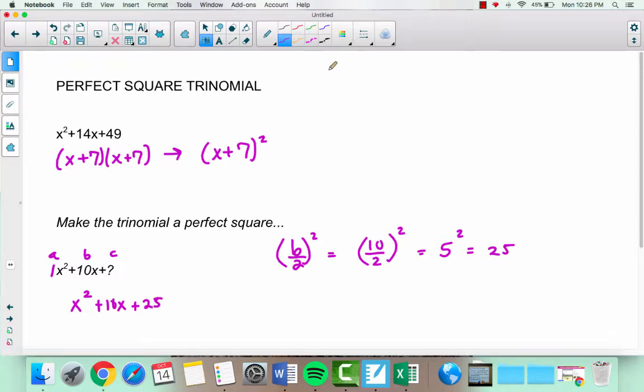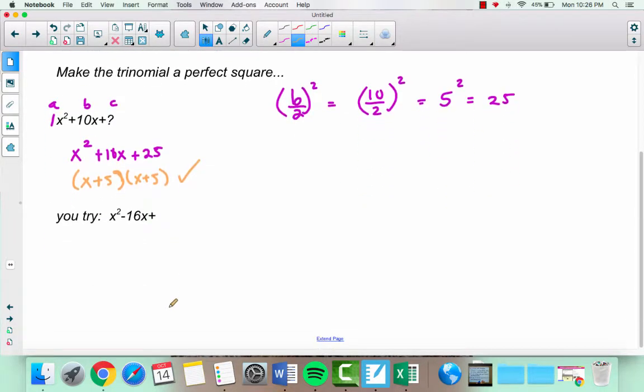You could check this by factoring it out. x plus 5 times x plus 5. 5 times 5 is 25, and 5 plus 5 is 10. So it worked out, and 25 was our missing number.